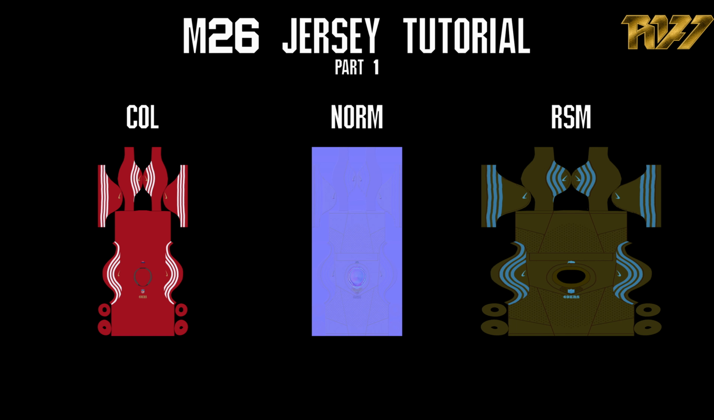One last note is on file type. The standard file type that Madden uses for their image textures is a DDS file. You can export as DDS, you can export as PNG, you can export as TGA.